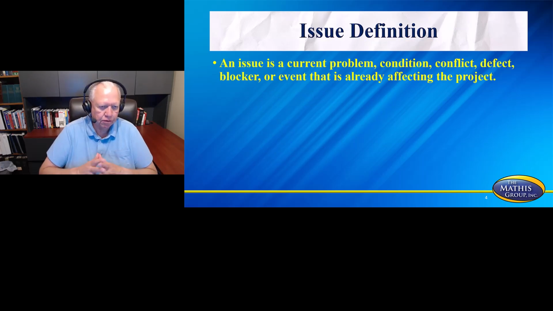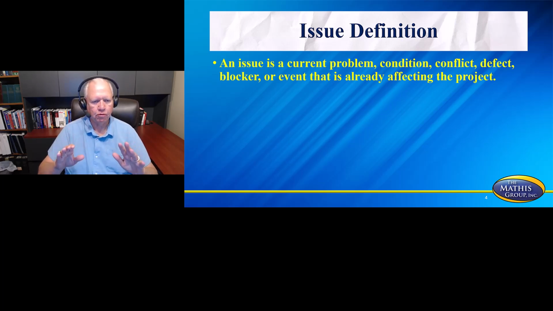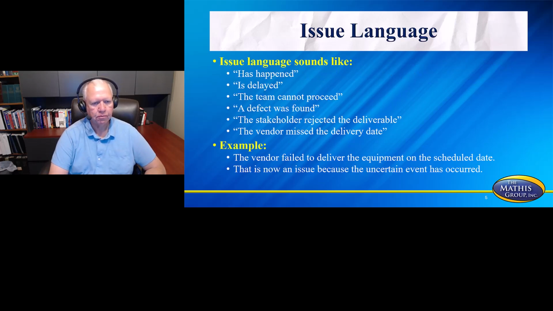Issue is totally different, though. An issue is a current problem, condition, conflict, defect, blocker, or event that is already affecting the project. So an issue is typically going to be something current. So they love playing games with this of what's a risk and what's an issue. And a lot of times they're combined in the question to see if you can catch and pick out which is an issue and which is a risk.